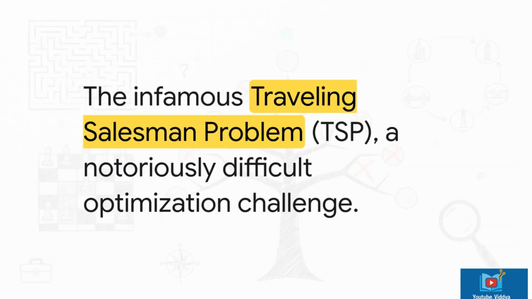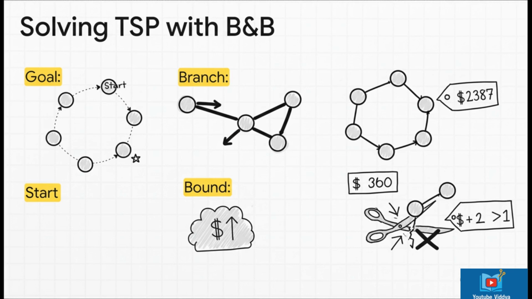Now, if you want the poster child for branch and bound, look no further than the infamous Traveling Salesman Problem, or TSP. This thing is a notoriously difficult puzzle to solve. The goal, right, is to find the absolute shortest tour that hits a bunch of cities and comes back home.